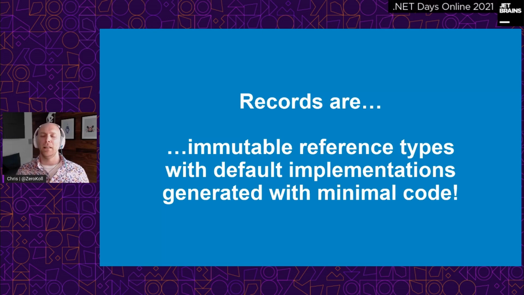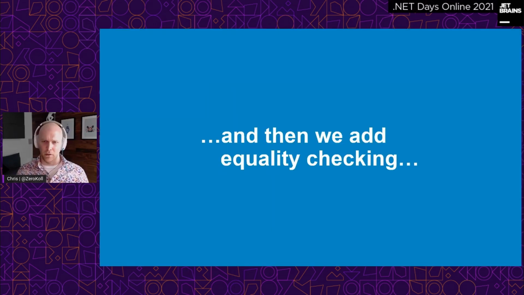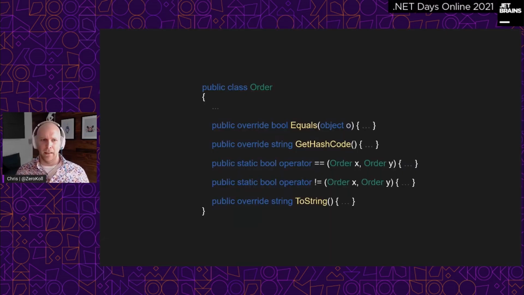So basically, the C# compiler will give you stuff for free. It will give you a very basic implementation. So imagine the order class here. It takes in an ID, article name, and total, and has properties for each one of those. So we need to do boilerplate code here, here, here, here. And then after that boilerplate code, if you decide, hey, let's do some equality checking as well, because we want to use order and compare them, we need to add these methods in here as well with implementations.